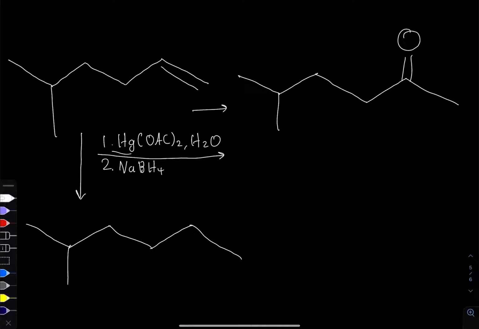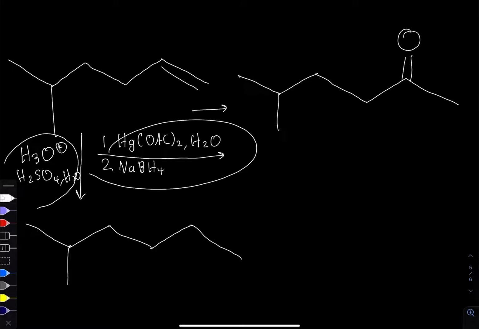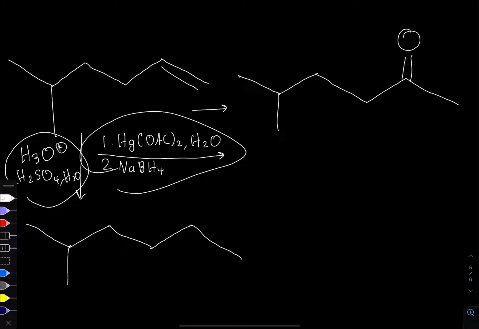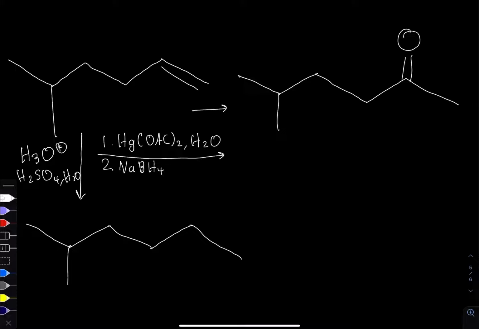But mercury is toxic, so you could also use just acidic hydration, where you put acidic water, preferably with sulfuric acid. So either way can work. With the mercuration, you might actually get fewer side products, but it really doesn't matter for these problems. If you put this or that, both would be correct. So that's the first step.